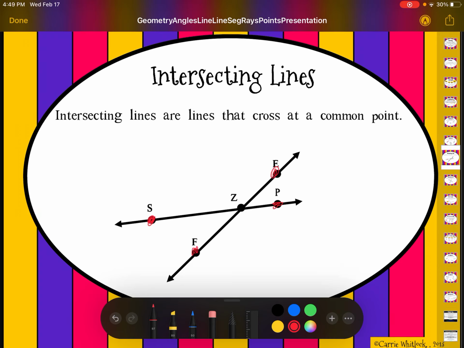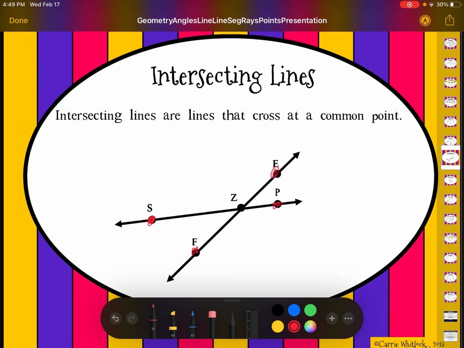Next, we can talk about perpendicular lines. Perpendicular lines are also intersecting lines, but this time they cross and form a right angle. And we know that a right angle is a 90-degree angle. You signify a right angle by putting that little red box there, so you know that it's a right angle. So in this case, we would have line YE perpendicular to line PF, and they intersect at point T and form a right, or 90-degree, angle. That's why they're perpendicular.